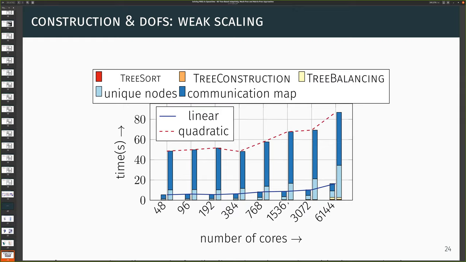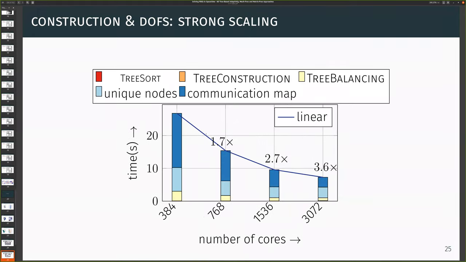And you can see this is the weak scalability across 6,000 cores, for linear and quadratic element basis functions. And these are the strong scaling results, and we show the same runtime decomposition for the mesh generation. For the strong scaling across 3,000 cores, I think these experiments were conducted on Stampede.